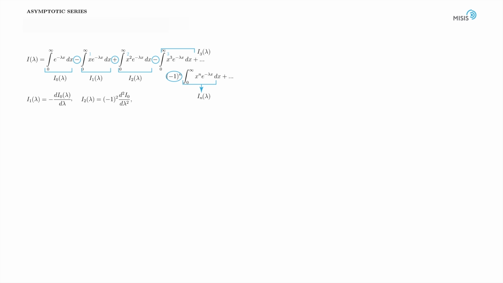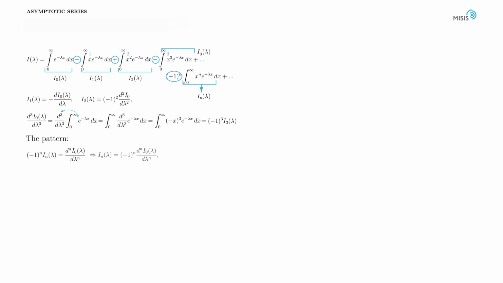In the same manner, the third derivative of I0 of lambda, being pushed through the integral sign, brings minus x cubed into the integrand. So we obtain I3 times (-1) cubed. Now the pattern is crystal clear. The nth derivative of I0 simply yields In of lambda up to a sign factor. So multiplying both parts by (-1)^n, we get a very convenient expression for our In integral.